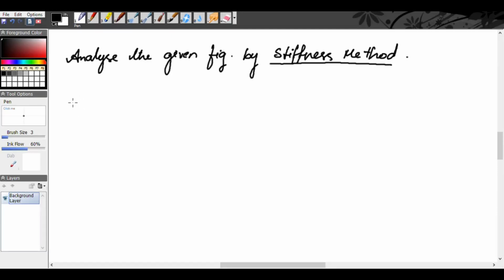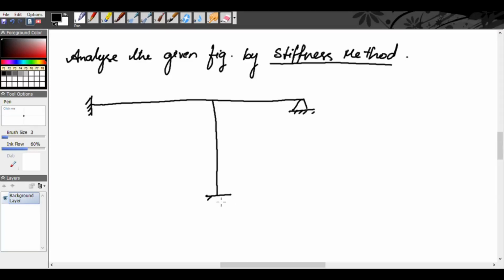The first problem is a frame with one column and two beams. Your given frame will be like this. You have a fixed support at one end, a simple or pinned support at the other end, and a column having a fixed support at one end, and here you have an intermediate support. We will name it A, B, C and D. The moment of inertia for span AB is 2I, for span BC is I, and for the column BD is also I.